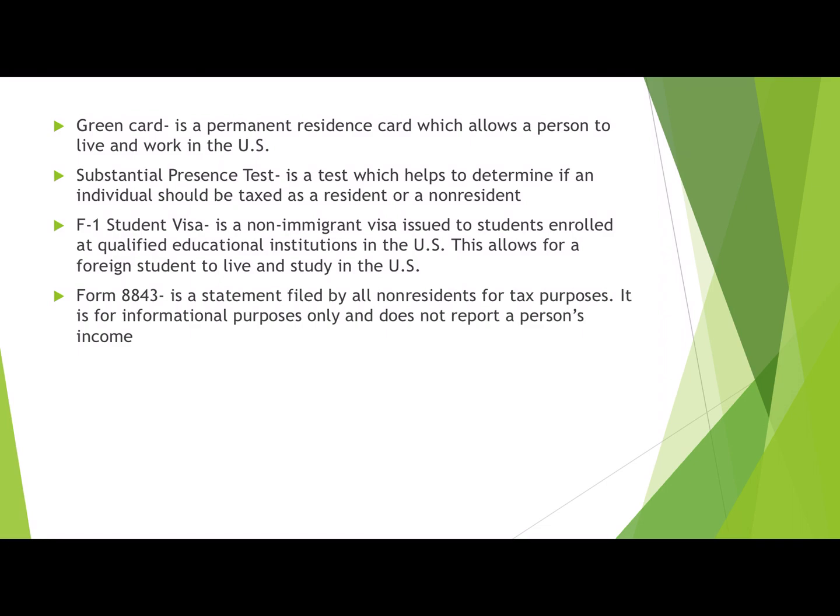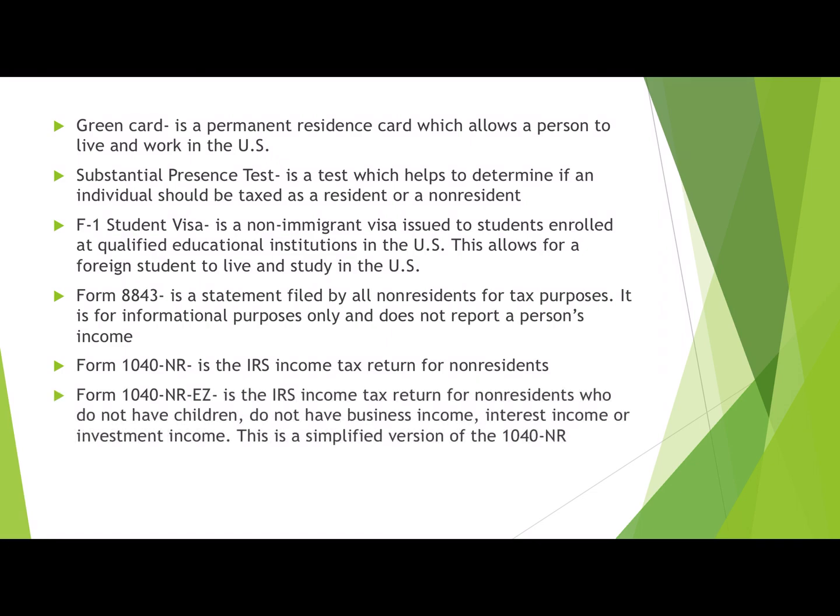Form 8843. This is a statement filed by all non-residents for tax purposes. It is for informational purposes only and does not report a person's income. Form 1040-NR. This is the IRS income tax return for non-residents. Form 1040-NR Easy. This is the IRS income tax return for non-residents who do not have children, do not have business income, interest income, or investment income. This is a simplified version of the 1040-NR.